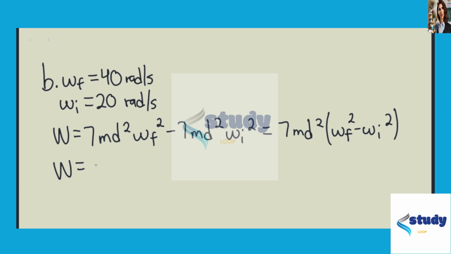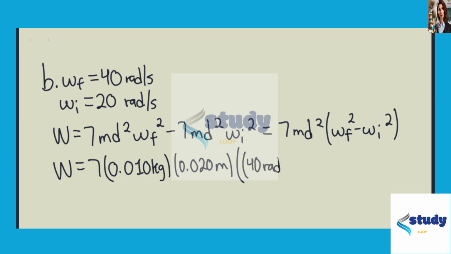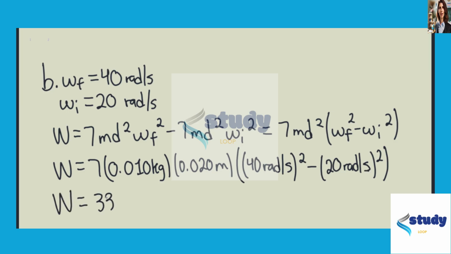So the work would then be equal to 7 times the mass of 0.010 kilograms times 0.020 meters times (40 radians per second) squared minus (20 radians per second) squared. And we find that the work done is equaling 33.6 times 10 to the -3rd joules.